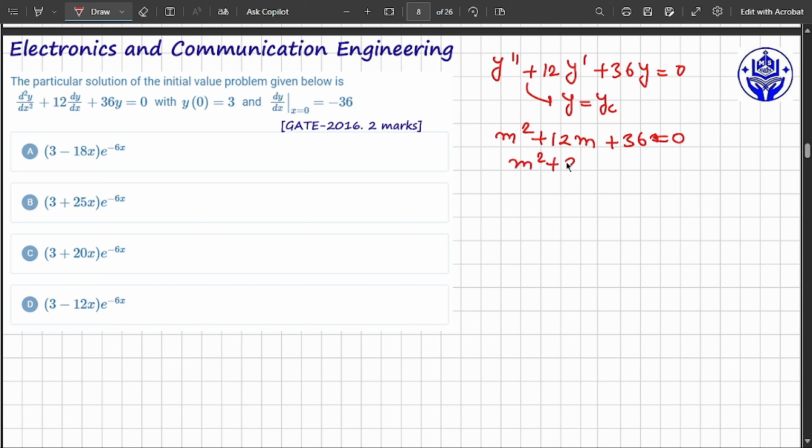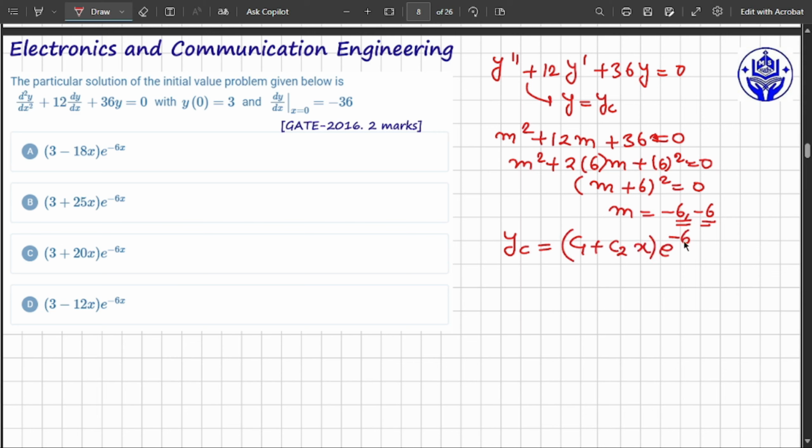It is m square plus twice of 6m plus 6 whole square equals 0. So it is nothing but m plus 6 whole square equals 0. Then m is minus 6 and minus 6. These both are repeated roots here. So what is the complementary function? Whenever we have repeated roots, it will be (c1 plus c2 x) e to the power of minus 6x. By the options, if all are the same, you can easily find the root, so no need to do all these things. So minus 6 is the root. Now our aim is to calculate the constants from these equations. So we have y of 0 equals 3.